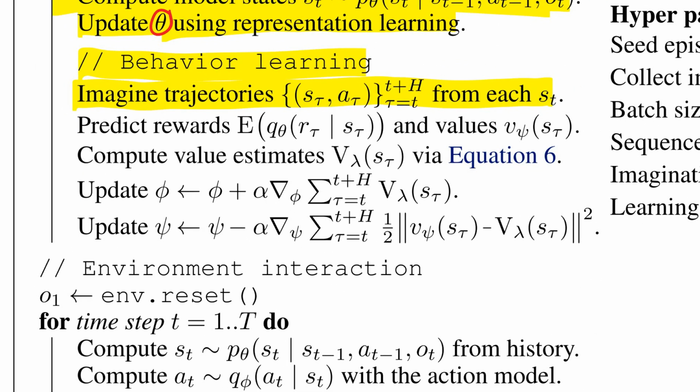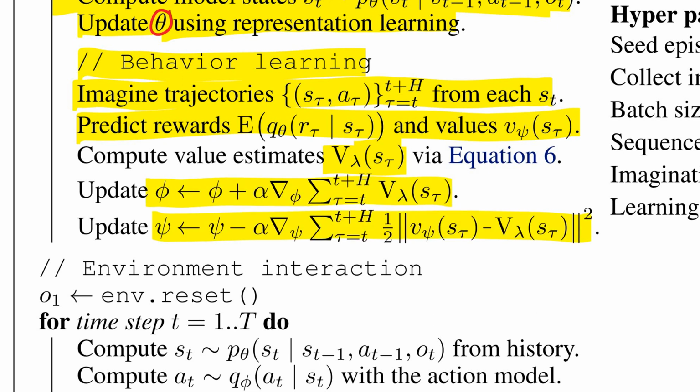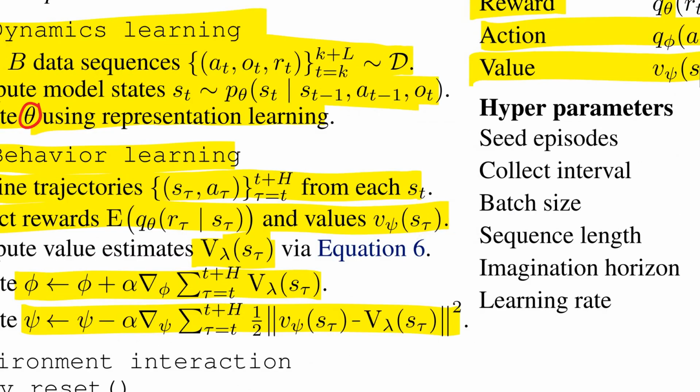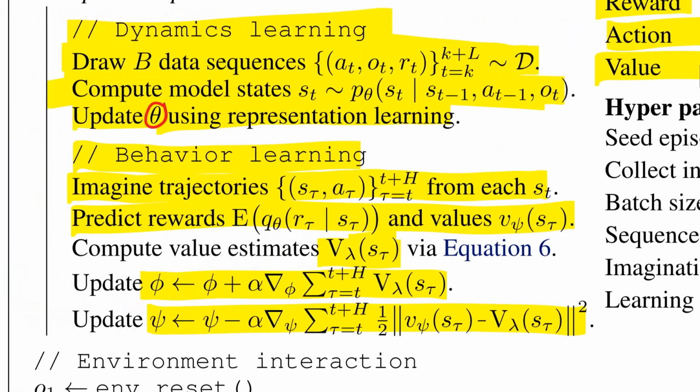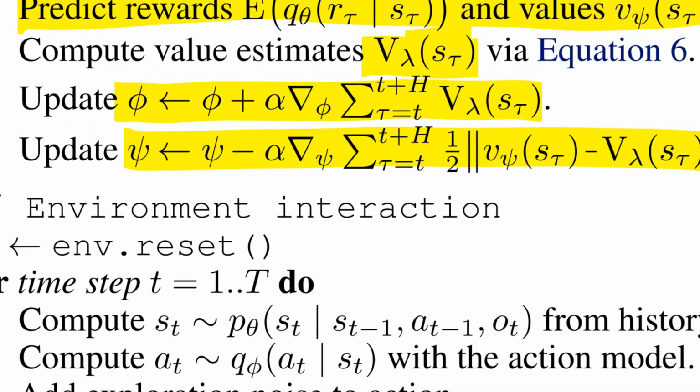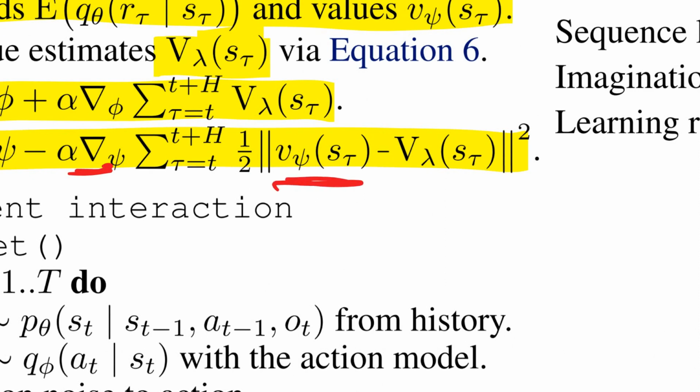Alright, so you can see we predict the rewards and the values and compute value estimates, and then we update these parameters. So what we have here is a value function. The value function is dependent on this psi here, and this we update using a gradient of its output minus the true value. So this here is an estimate of the value, and as you know, a value function is supposed to tell you the complete future reward given a state, right?